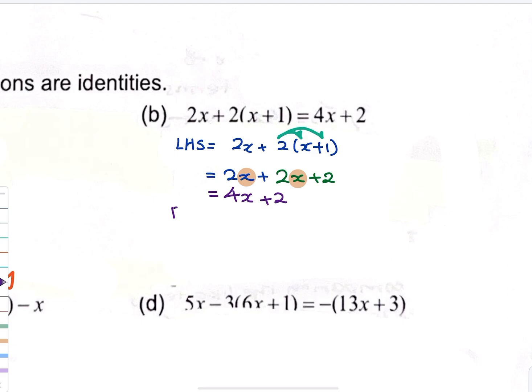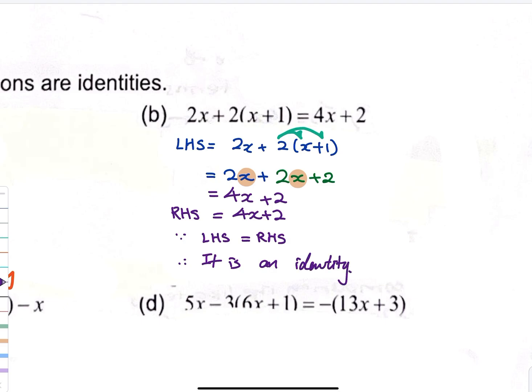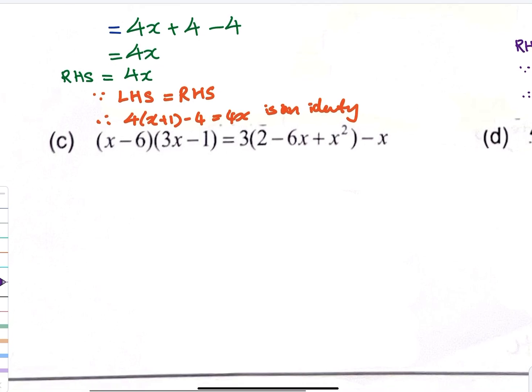And how about on the right hand side? It's already expanded. Expanded means there's no bracket. So are they the same? So we say since left hand side is equal to right hand side, it is an identity. Good. How about part C? That's so long. Oh, it's okay. We are here to learn, right? Because both sides we have to expand now.